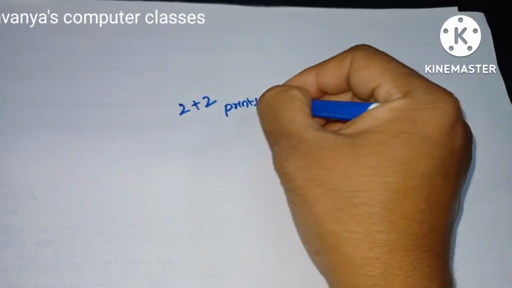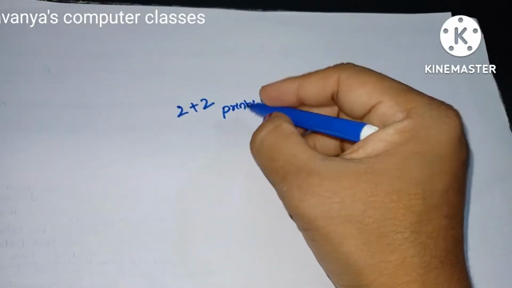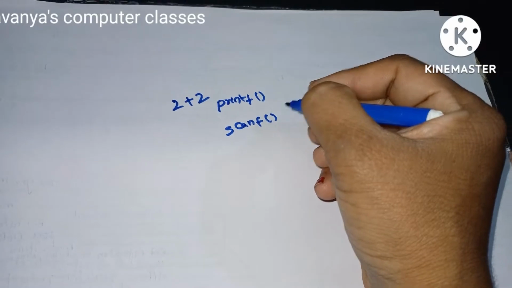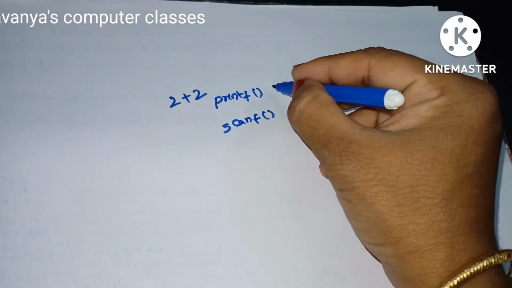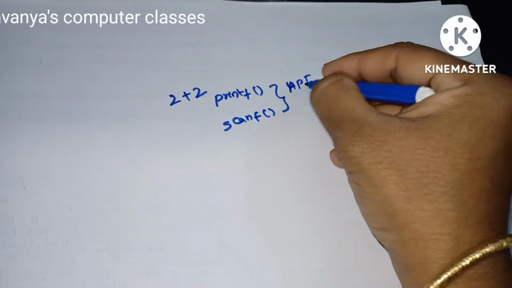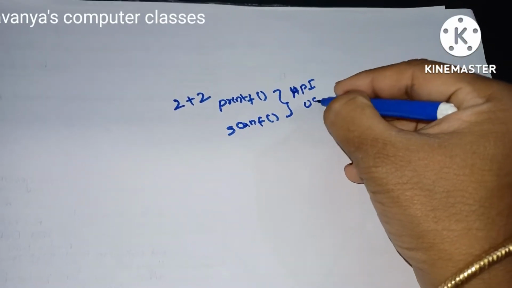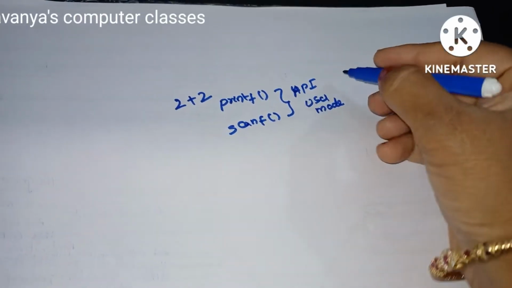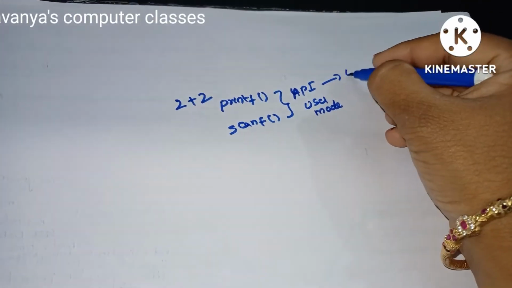So what does printf mean? Printf is used to print the information. Scanf is a function used for reading the information. So whenever we use printf and scanf, these use the API, application programming interface, that is used in the user mode. But whenever we need printf and scanf, printf is related to write.